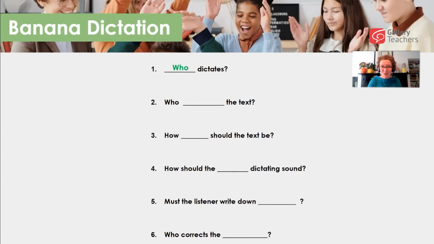Okay, question number 2. Who chooses the text? So let's see. What is the missing word? It is who chooses the text. And again, traditionally, well, it's a no-brainer. It's the teacher, right? But depending on who you teach, whether you teach young learners or teenagers or adults, you might find that sometimes it can be quite interesting to actually encourage students to bring in different texts that they think would be fun to work with in class.